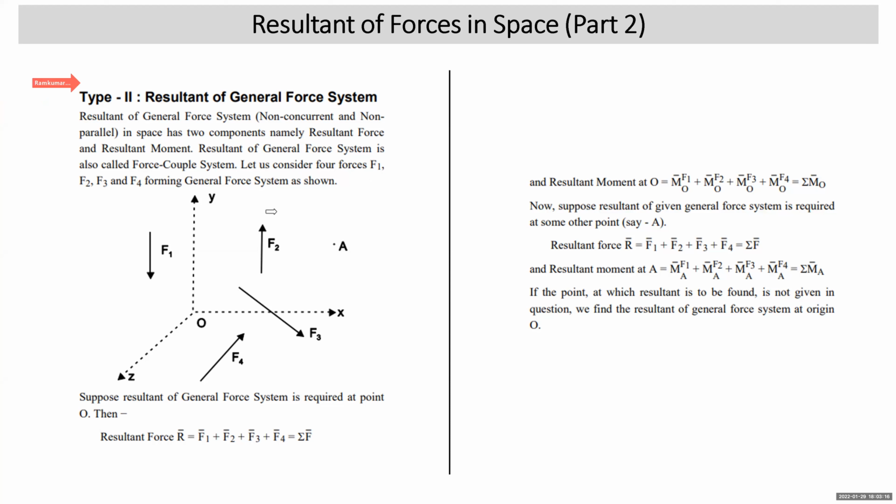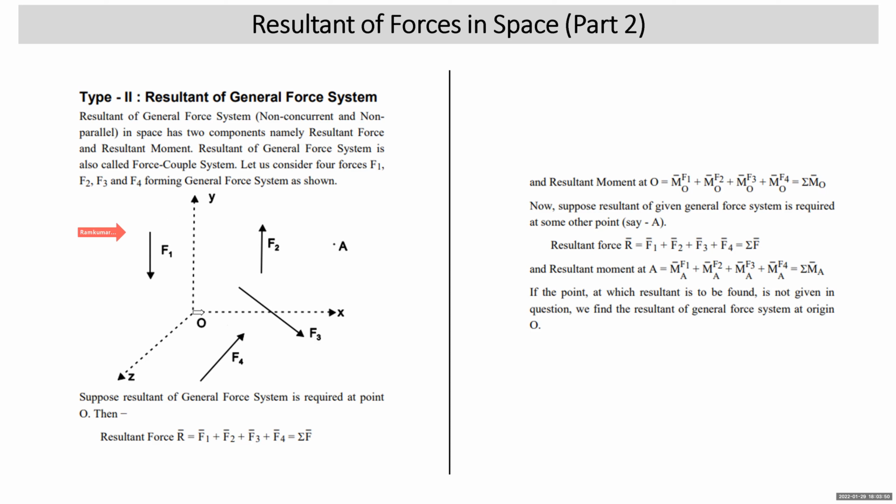Now, resultant of general force system is found based on force couple system concept of coplanar forces. Here, if you look at this diagram, we have shown forces F1, F2, F3, F4 forming a general force system. General force system means what? Non-concurrent, non-parallel force system is called a general force system. So forces F1, F2, F3, F4 are non-parallel and non-concurrent. First of all, you need to write all the forces in vectorial form: F1 bar, F2 bar, F3 bar, F4 bar.